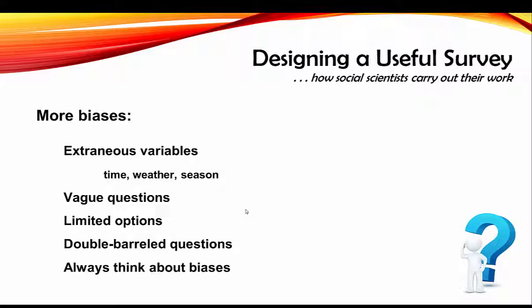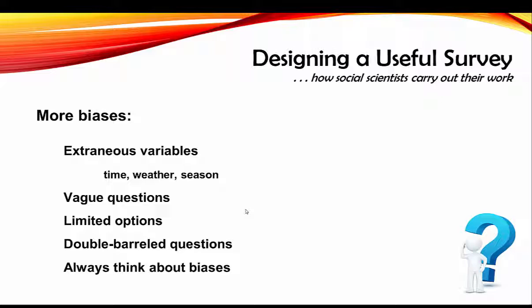Extraneous biases: time of day, season, current weather. If you're giving people a poll about severe weather and there's a severe thunderstorm going on, you might get different answers than if you gave it on a nice warm spring day, a sunny day. So keep that in mind. Try to make the test conditions as close as possible to one another for all of your participants.